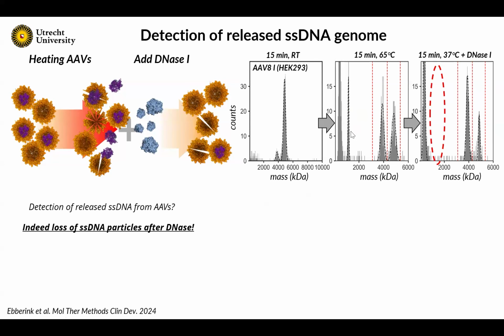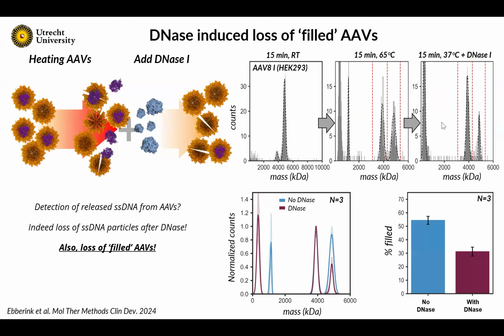So that's quite interesting, but what we also see at the same time, to our surprise, is that the amount of filled particles start to drop again just by adding DNase. If we repeat this experiment several times, every time we heat the sample, we have about 50% of filled particles and 50% empty. But if we add DNase on top of that, we see that this drops from 50% to about 30%.